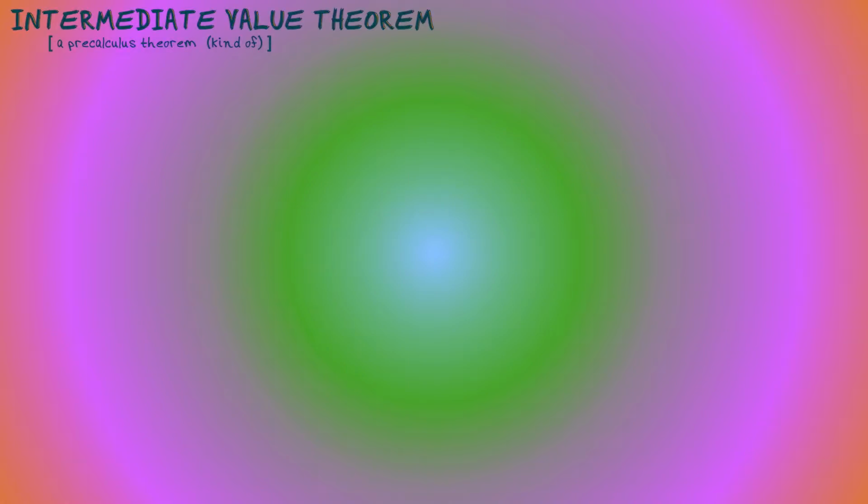All right, this is a pretty short talk about a theorem that we see in pre-calculus and then again in calculus. It makes a little bit more sense once we get to calculus. It's called the intermediate value theorem.